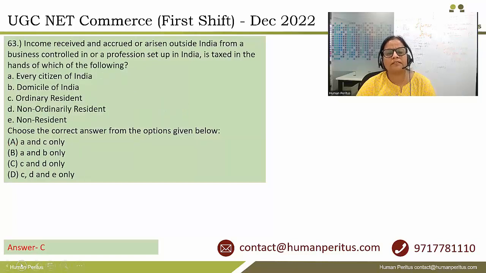Okay. Income received and accrued or arising outside India from a business controlled in or a profession set up in India is taxed in the hands of two kinds of residents. One is your ordinary resident. Okay, two kinds of persons, ordinary resident and non-ordinary resident. So accordingly, the correct answer to this question is option C.